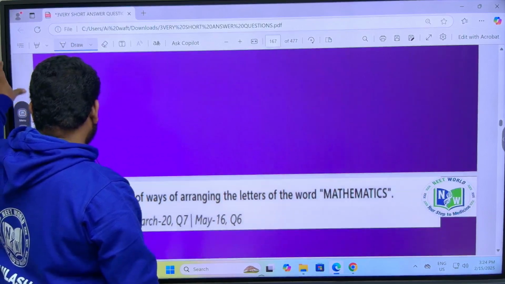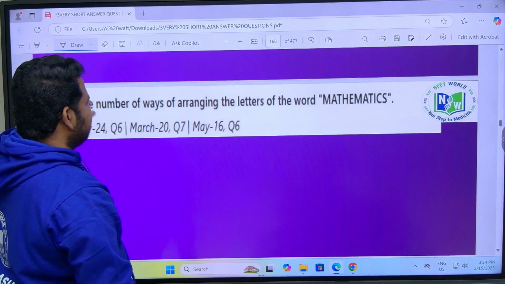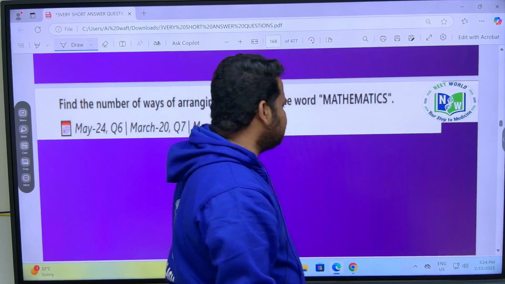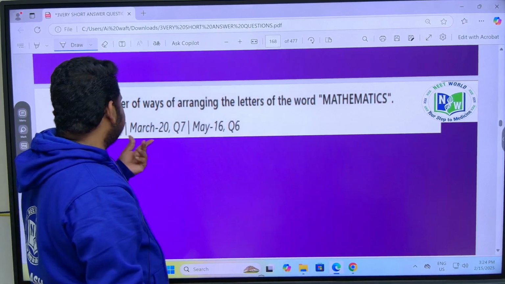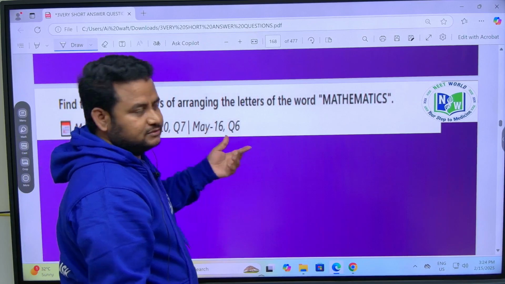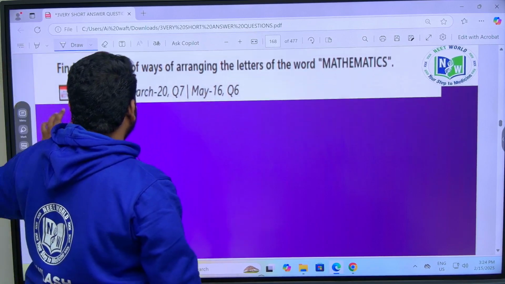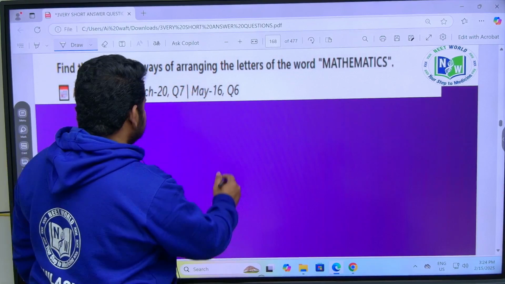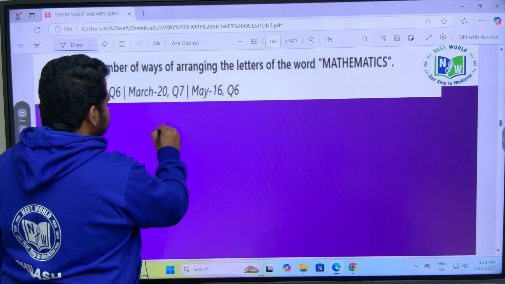Next question. Find the number of ways of arranging the letters of the word mathematics. This is similar to the first question which we solved. This was asked in 2024, 2020 and also 2016. This is also a simple question. They are telling us arranging, that is permutation. So what is the word that is given? Mathematics.